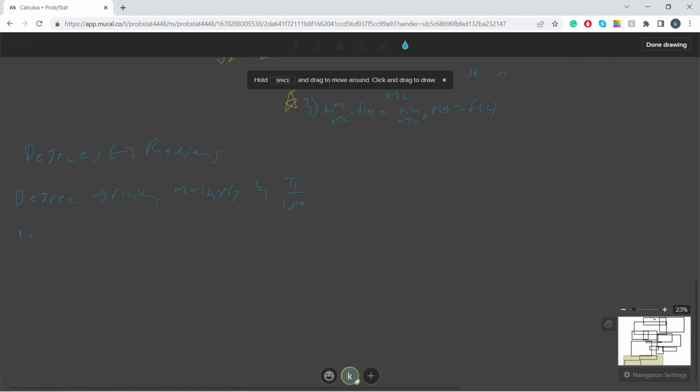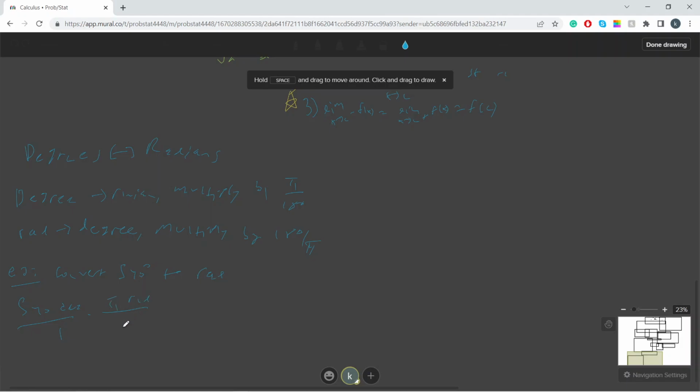If you want to go radians to degree, multiply by 180 over pi. So here's an example, right? Convert 540 degrees to radians. So this will be 540 degrees over 1 times pi radians.